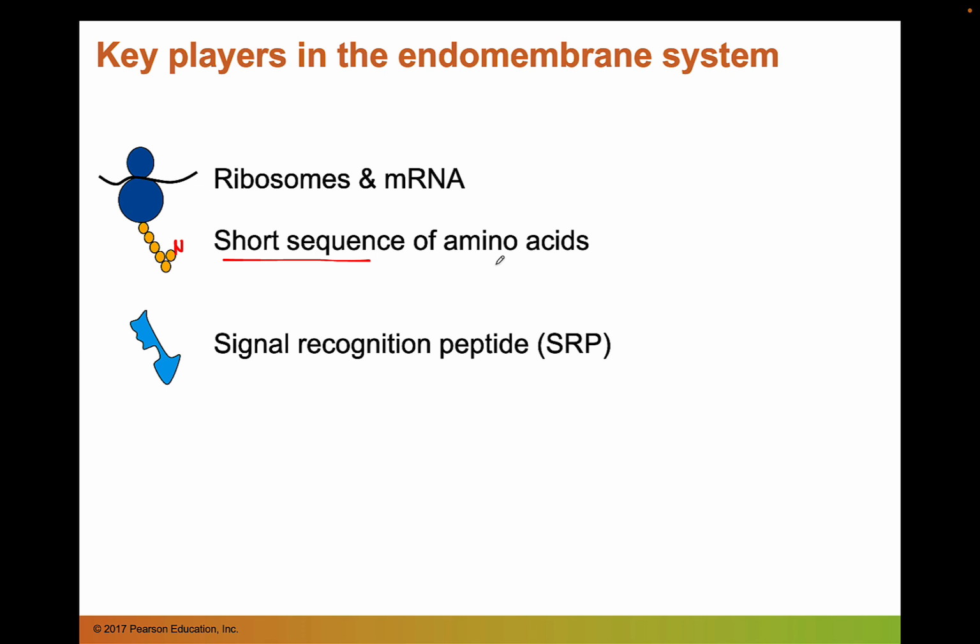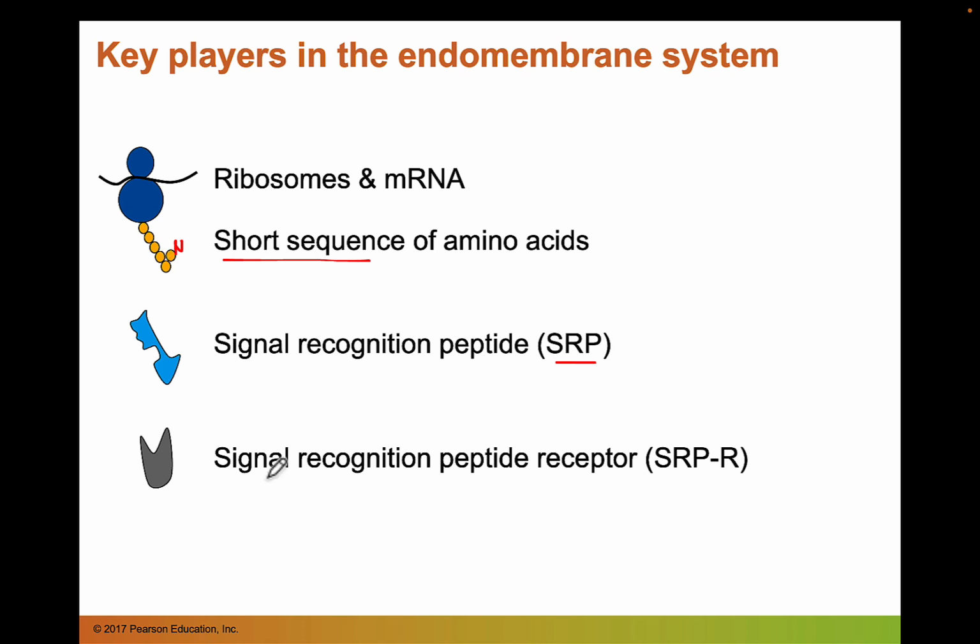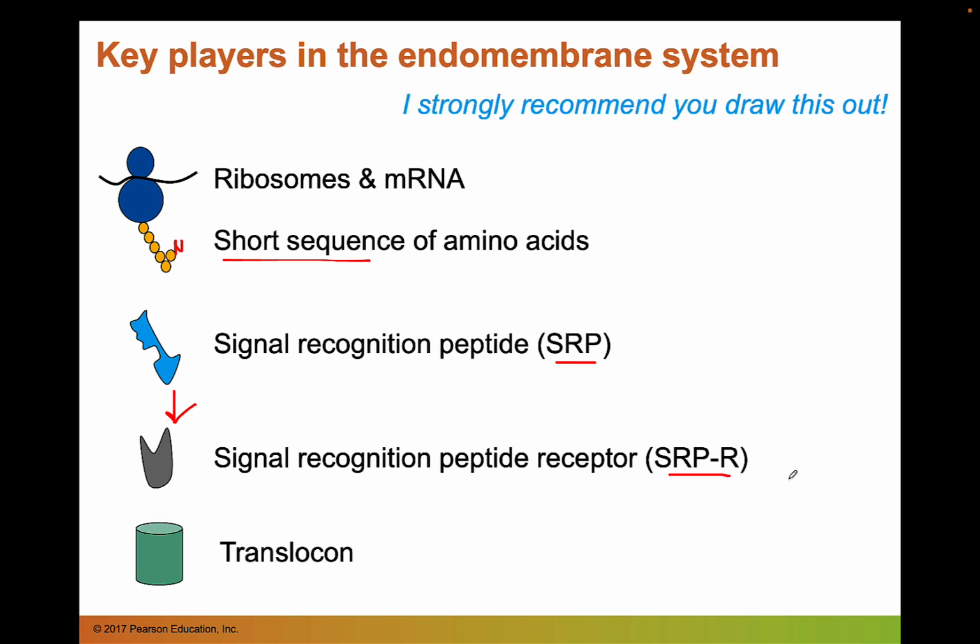The other protein I want to introduce is the signal recognition peptide, which I'll refer to as SRP. The name is, again, very apt because it's the signal recognition part. It's going to recognize this ER signal sequence. The next one is its friend, the signal recognition peptide receptor, or SRPR. And then last but not least is the translocon.